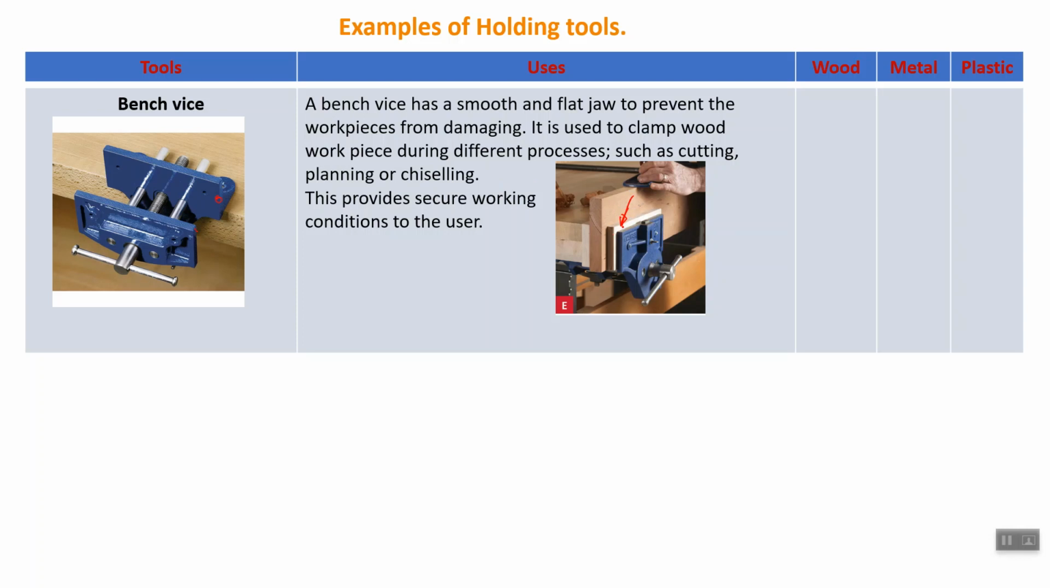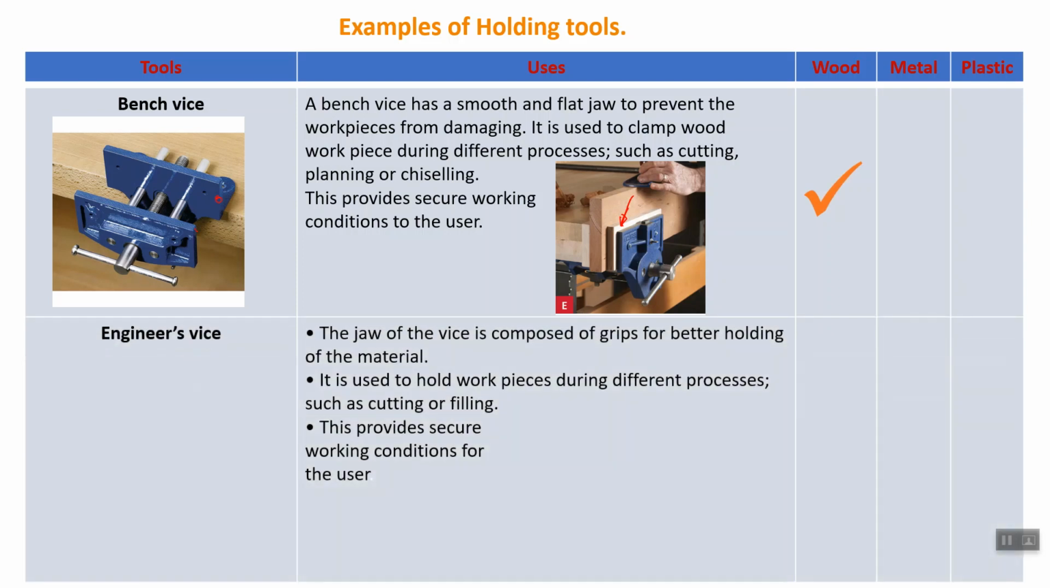We have a piece of wood we are throwing away between our material we are working with and the jaws, not to damage the material. So it is used to clamp wood workpieces during different processes such as cutting, planing, or chiseling. Okay, so it is used onto wood only.